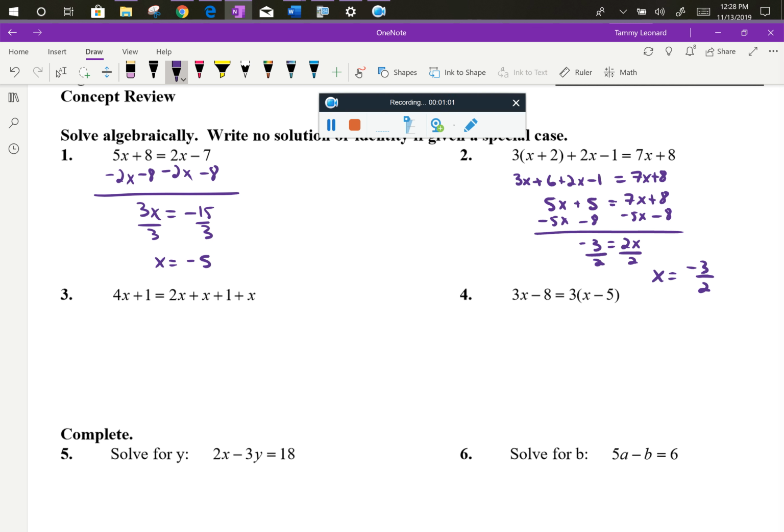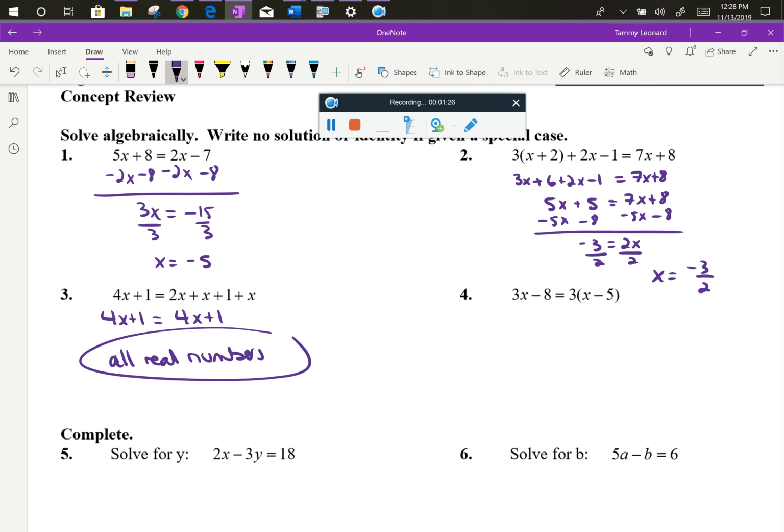In number 3, we should first combine the like terms on the right-hand side. 4x plus 1 is equal to 4x plus 1. Now, we could start solving, but we should realize that we have the exact same thing on both sides of the equation. So no matter what we choose x to be, we will always have a true statement. So all real numbers will satisfy the problem. There are infinitely many solutions to that equation.